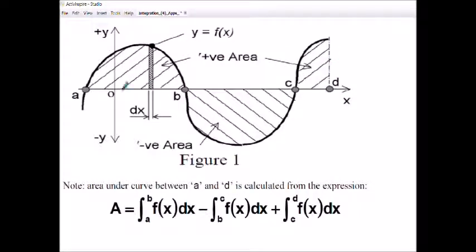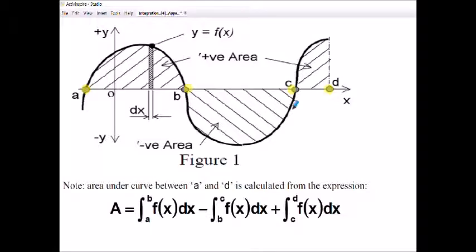Looking at figure 1 again, if we now consider the area between a and d, what we notice from the diagram is that between a and b we have a positive area, between b and c we have a negative area, and between c and d we're back to a positive area. If we performed an integral between the limits of a and d, the integral would add up all the positive areas and take away the negative areas. So in other words, integrating directly between a and d gives us what's called the net area.